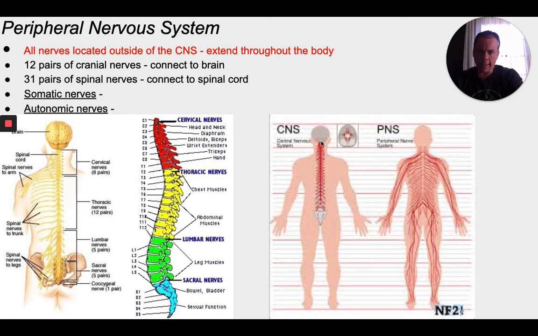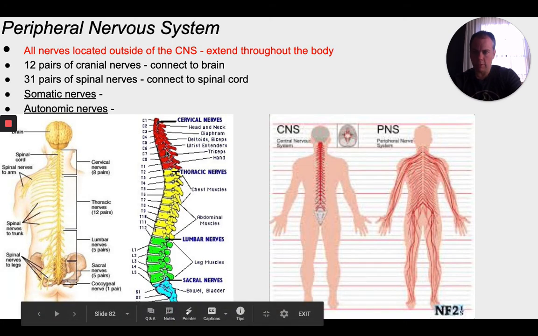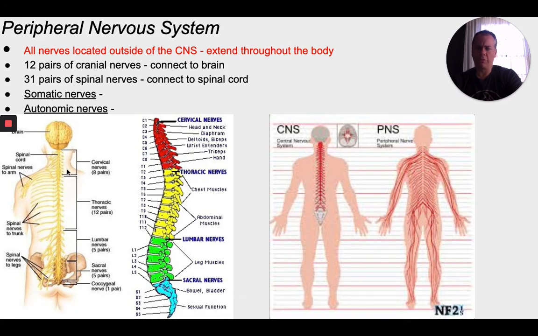And then branching off are the spinal nerves. There are 31 pairs of them, and they branch off through the vertebrae. The vertebrae protect the spinal cord, but coming off of the spinal cord are these pairs of nerves, each going to each side of the body.